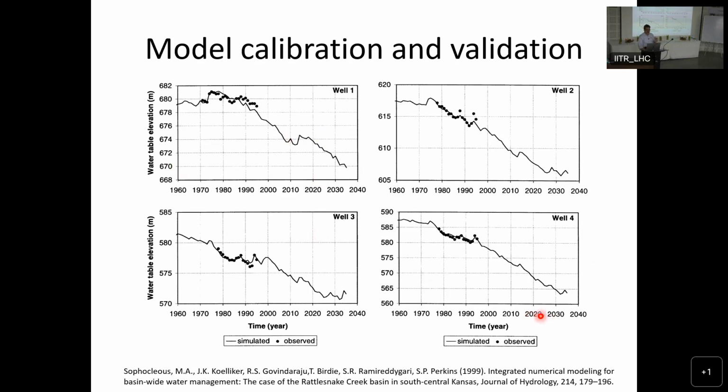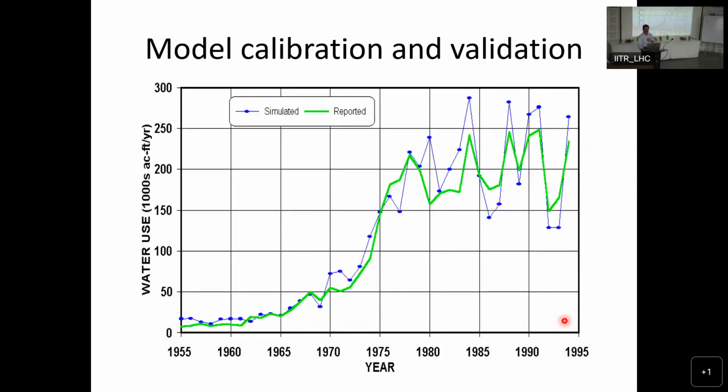So these are the kinds of results that we look at. And then, as I indicated, we have the reported water use by the farmers, and you can see what the model simulates. And usually this kind of data is required for us to have any confidence that our model is going to replicate somewhat reasonably what is happening in the field.